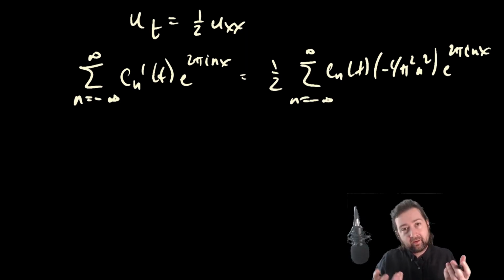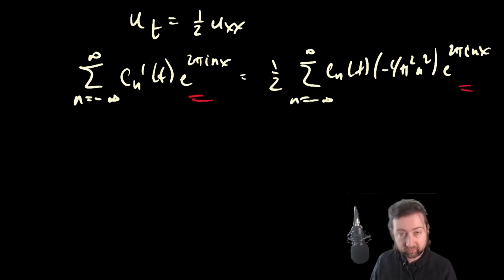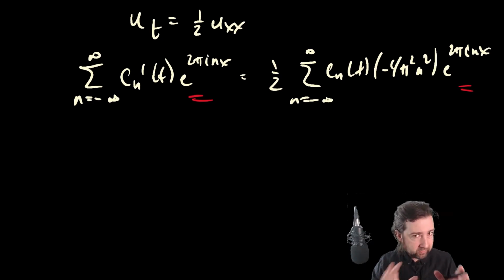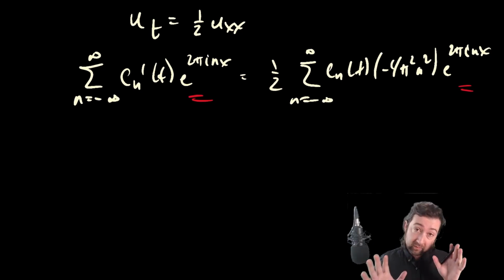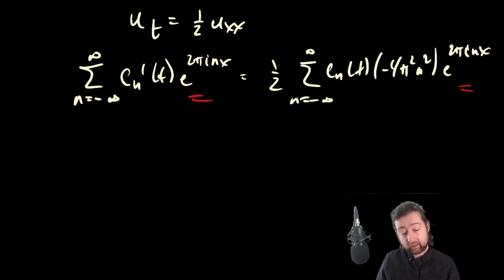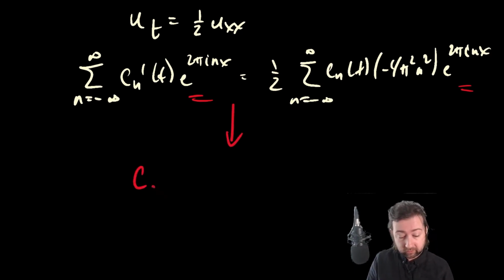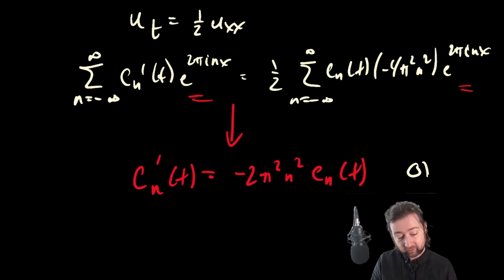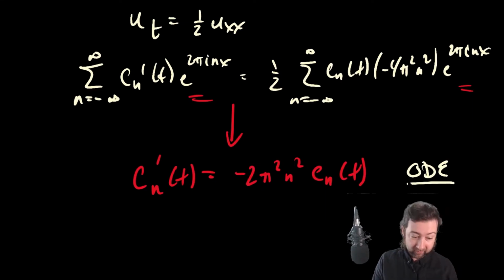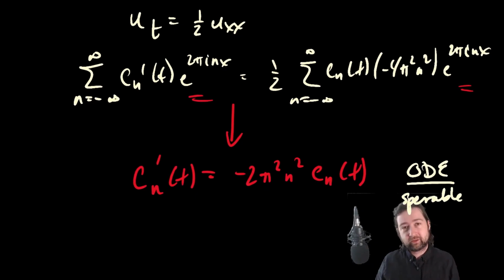Since these series have the same terms, and their indexing matches, these series can only be equal, especially because the complex exponentials are orthogonal, right? Since complex exponentials are orthogonal, two series of them can only be equal when their coefficients match. And that means that I can reduce this problem to a problem of the coefficients. Cn prime of t is equal to -2 pi squared n squared Cn of t. And this is an ordinary differential equation. And not only is it ordinary, it's separable. It's the easiest possible kind of ordinary differential equation.